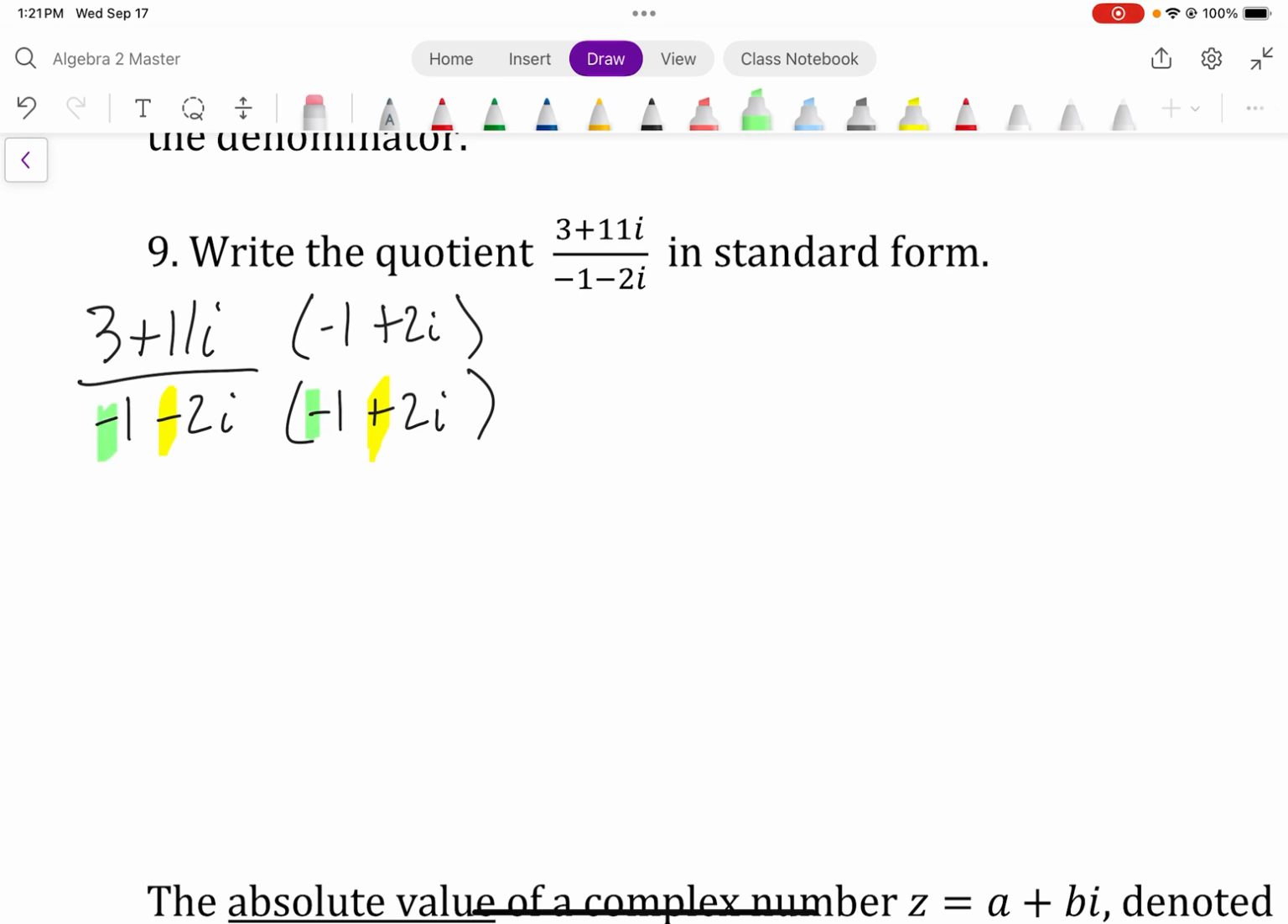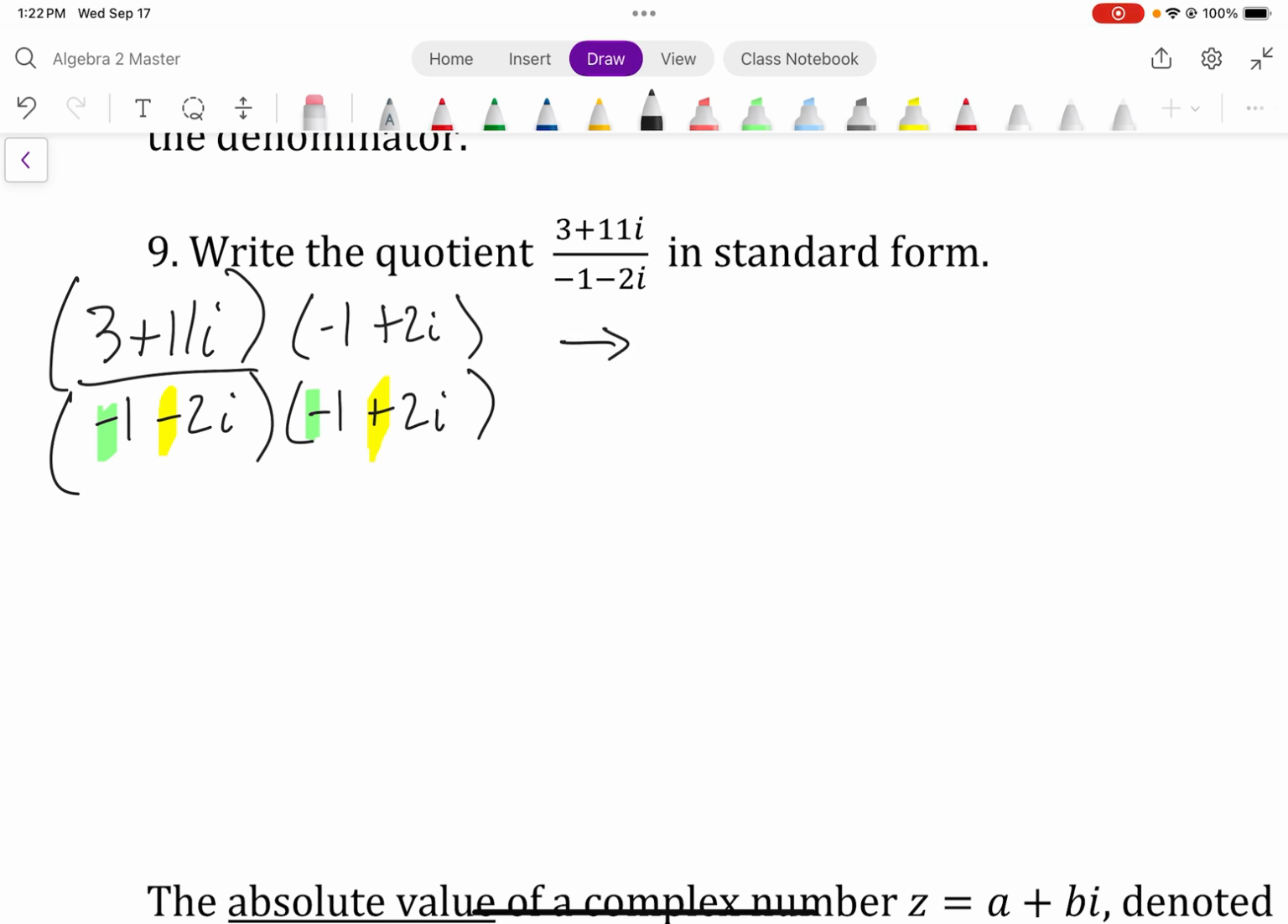This is still -1. That stays the exact same. It has to. What I've done is I've multiplied top and bottom by the same thing. I have effectively multiplied that original fraction by 1, which does not change the value. I need to remember that these are in parentheses so that I'm FOILing.